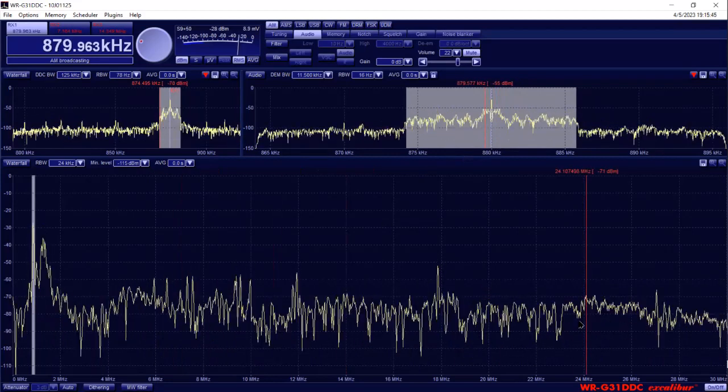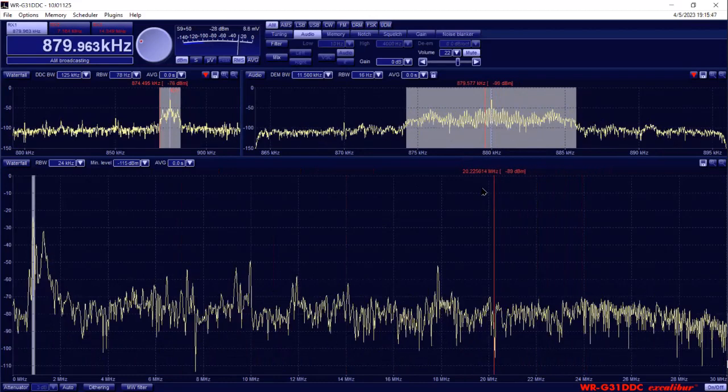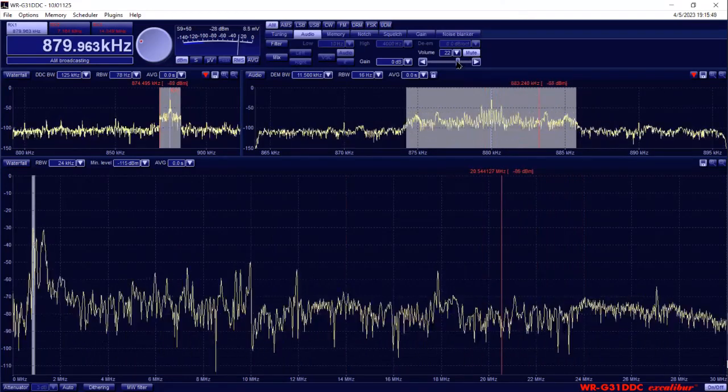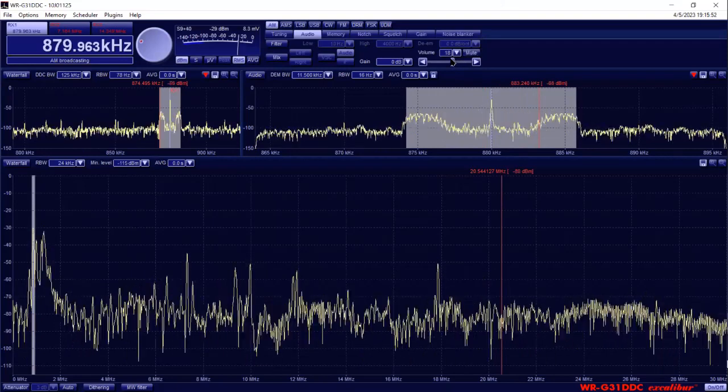And I don't know why we're not hearing some audio. Well, I guess that mute sign right there probably has something to do with it. Yeah, you've got your mute button turned on.